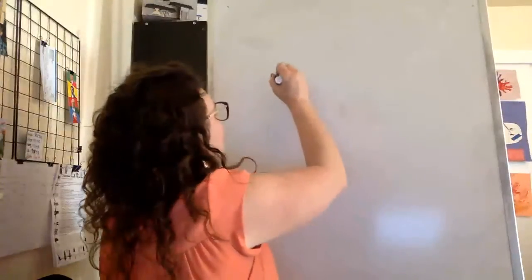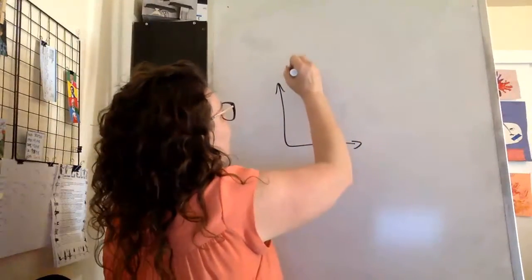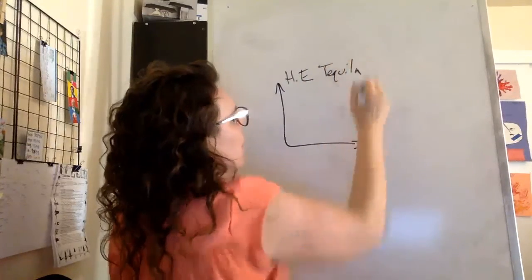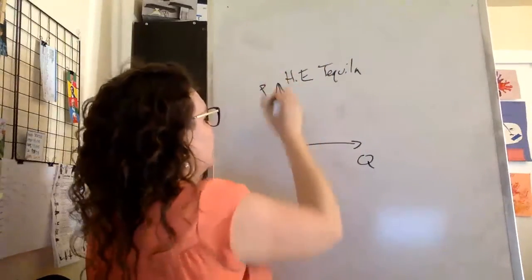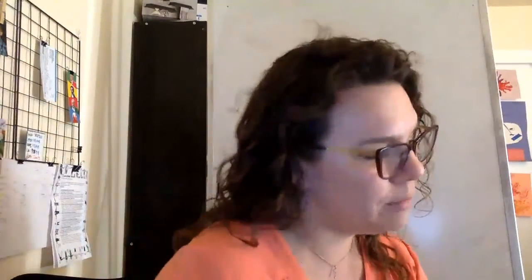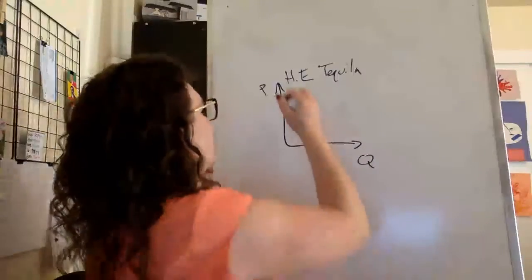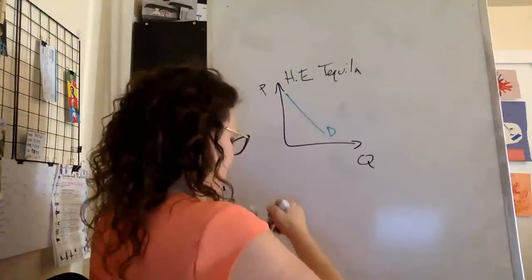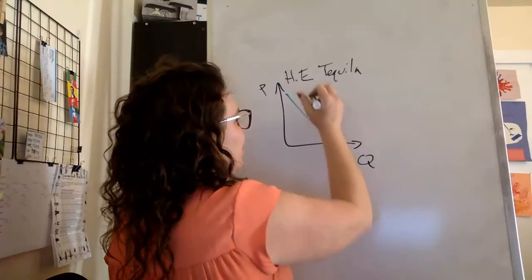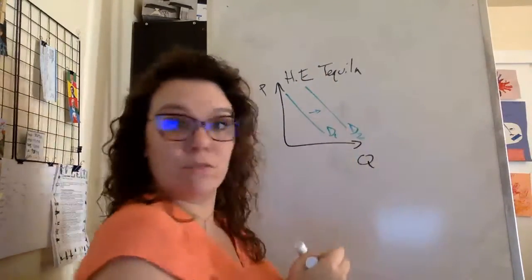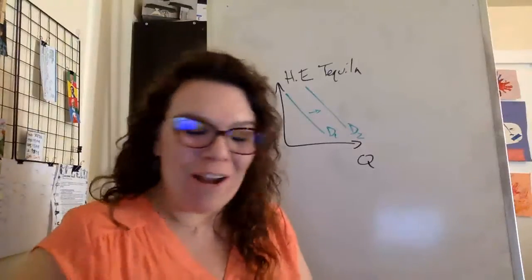Okay, so we're talking about the high-end tequila, and we have the quantity and price, and it says that demand has grown, right, despite growing popularity. So that means it's become increasingly popular. That tells us that the demand curve has shifted out, right? That's increasing popularity. That's how we would graph that.